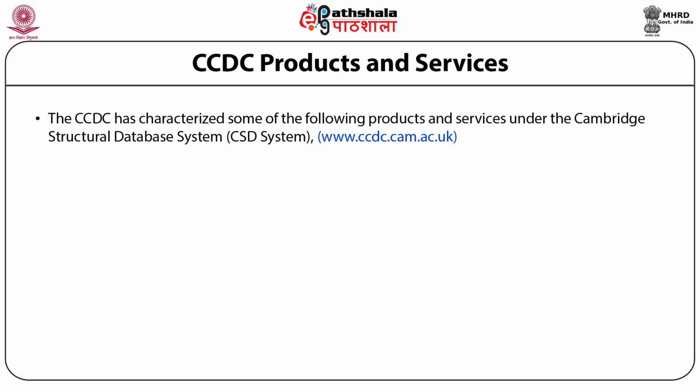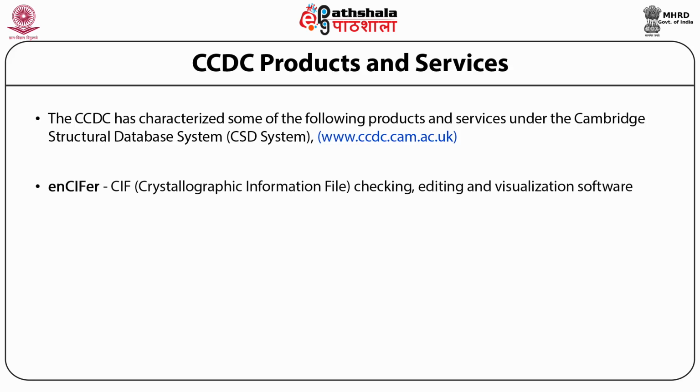One of the important programs is enCIFer, which is used to check, edit, and visualize the crystallographic information file that contains all the details about the structural information. Mogul is another program to validate the molecular geometry. It provides easy access to information on the preferred values of bond lengths, angles, that is valence angles, and acyclic torsion angles, by using the data derived from the CSD.